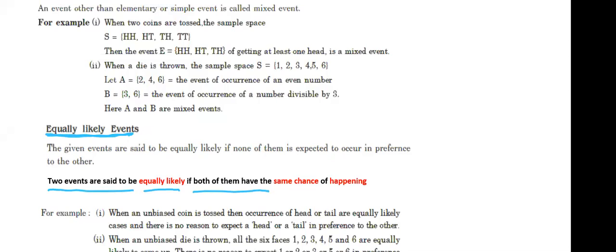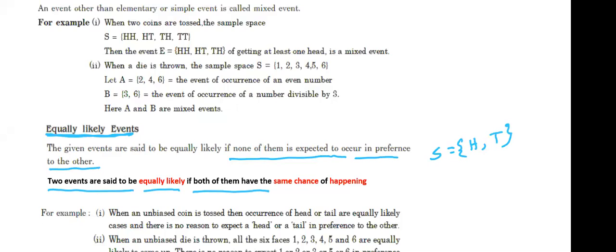The given events are said to be equally likely if none of them is expected to occur in preference to the other. Okay. Now see one example. If tossing a coin, what is the sample space? Tell me. The sample space is head and tail.